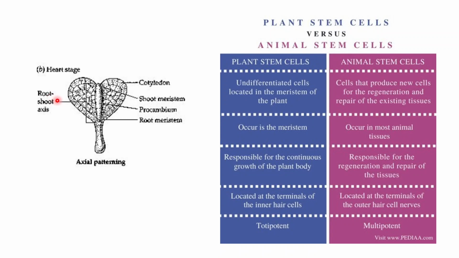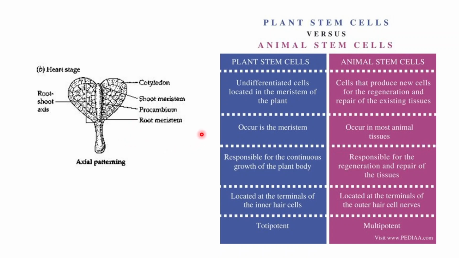So we have the establishment of the root-shoot axis in the heart stage of the embryo itself, and we can say that the shoot meristem is towards the apical side and the root meristem is towards the basal side, and that's why axial patterning is clearly evident in the heart stage of the plant embryo. While in the globular stage, we can say that radial patterning is evident.